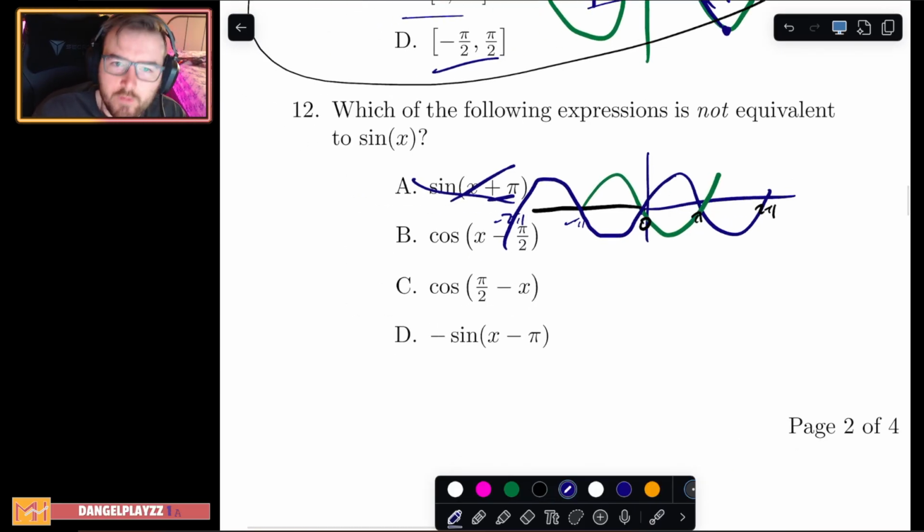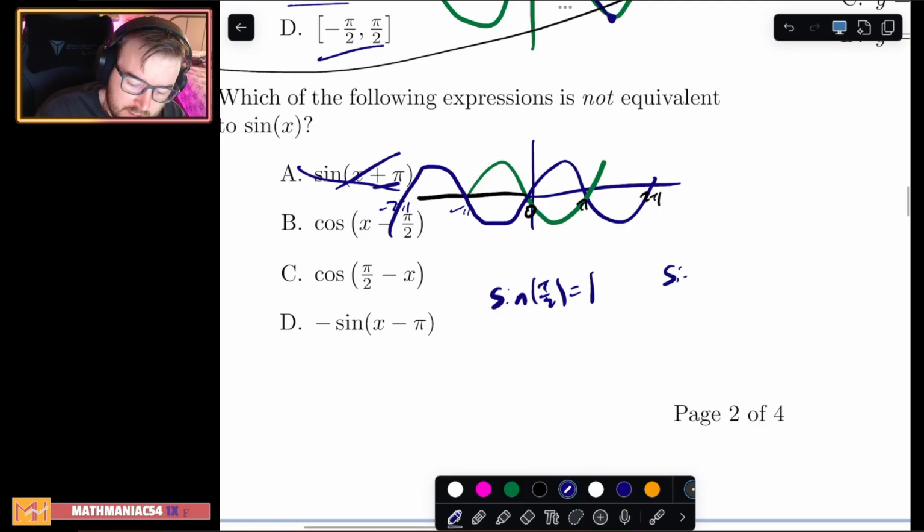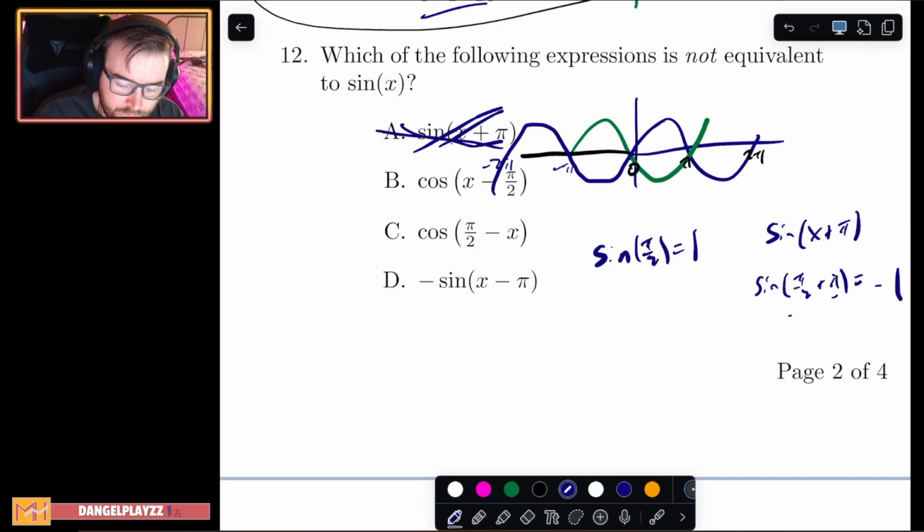Also, if they're equivalent, you know that sine of pi over 2 is 1, right? Well, if this is equivalent, then plugging in pi over 2 should also give me 1 for this. Pi over 2 plus pi is 3 pi over 2. Sine of 3 pi over 2 is negative 1. They did not give me equivalent answers, so therefore they are not equivalent. Boom. Which one is not equivalent? You know what I'm saying?